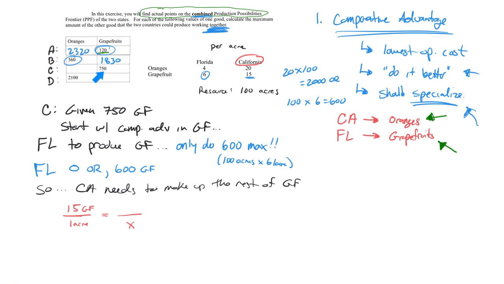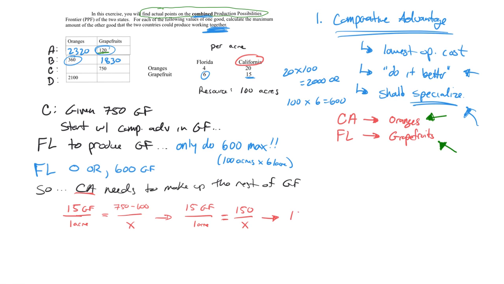Well, 750 grapefruits are needed. We know Florida's going to take care of 600 of them. This must then be 750 minus 600, which we know is going to be 150. So 15 grapefruits for every 1 acre for California, right? Again, this is all for California. They're going to be 150 over X. And again, you might be able to do this in your head, but we're doing this for every student to be able to follow along.